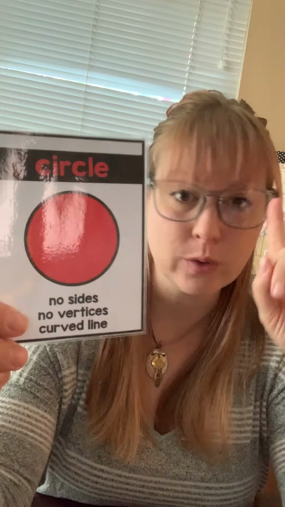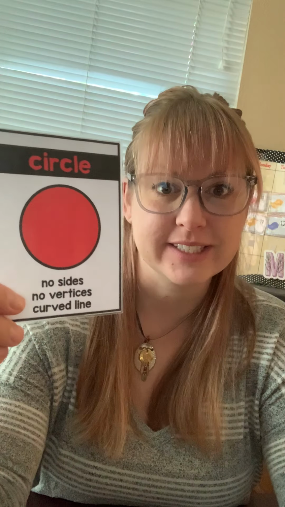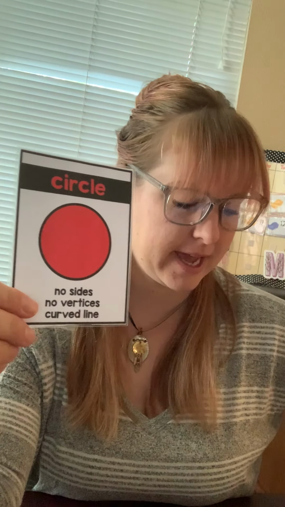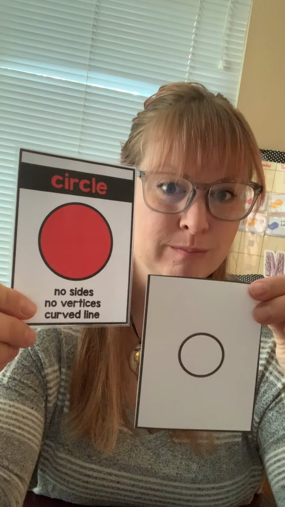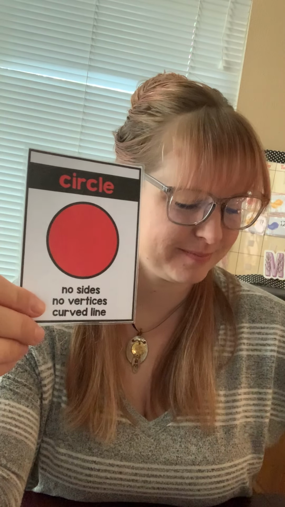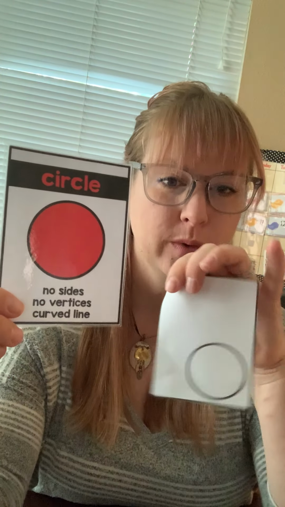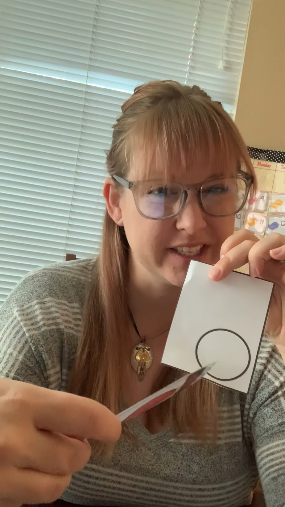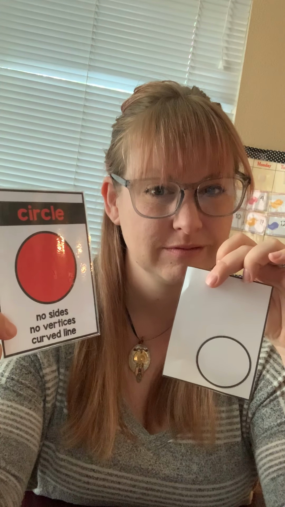Okay, now let's take a look at circle. A circle has no sides, no vertices, and a curved line. So I'm going to hold up some shapes and you tell me yes, it's a circle or no, okay? Is this a circle? Yes. What about this one? Well, are you sure it's a circle? It's in the bottom corner. Still a circle.